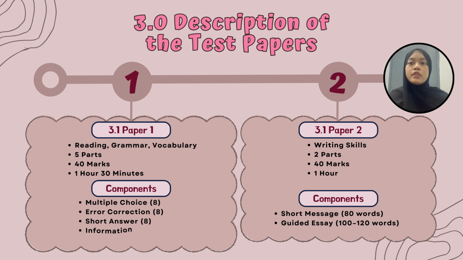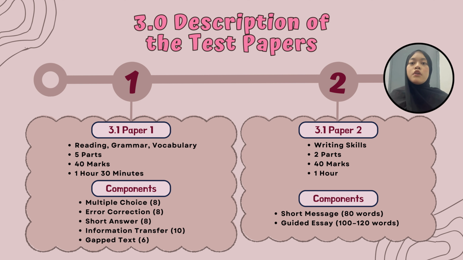The assessment consists of two examination papers administered to Form 3 students in a Malaysian government secondary school. Since the examination is conducted at the end of an instructional period, it functions as a summative assessment that evaluates students' learning outcomes. Paper 1 focuses on reading comprehension, grammar, vocabulary, and language use.